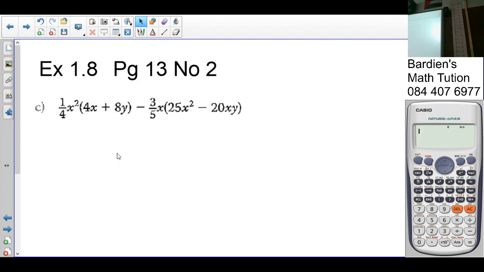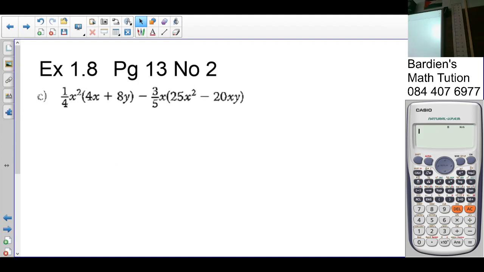So the question says simplify. So how many terms are here in the sum? 2 terms. So to get rid of the brackets to add like terms, I multiply this out. So what's a quarter times 4? 1. Okay, so it's going to be 1.